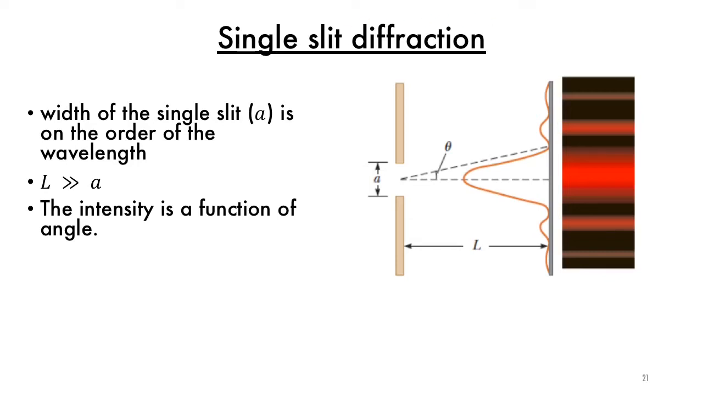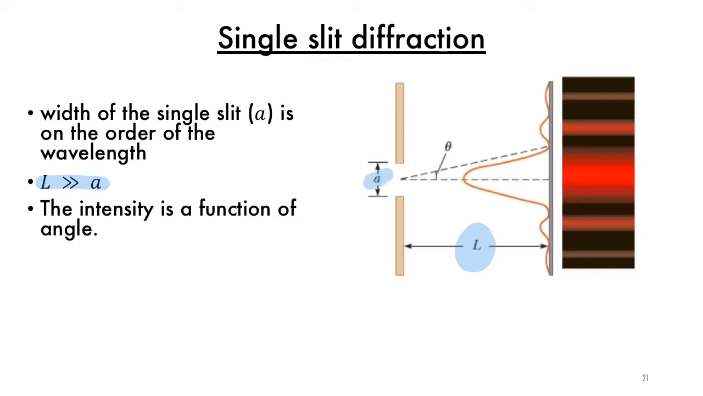We don't always get diffraction for light waves. If you want to get diffraction for light waves, the width of the single slit which we have used should be of the order of the wavelength of the light which we are passing through it. The next condition which we see here is L greater than a. What is L? L is the distance of the screen from the slit, and a is the slit width.